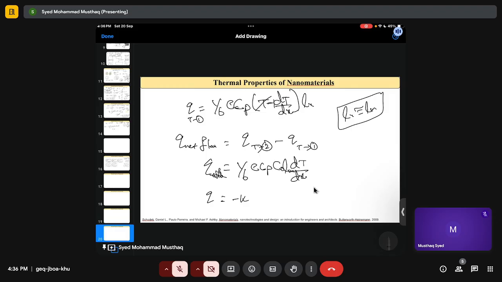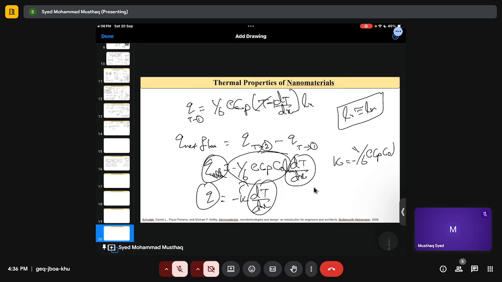And if you compare this net flux to the initial minus k, you will also have minus here, right? Minus k, because it is moving in the negative direction of the thermal gradient. Thermal gradient means the temperature is decreasing. Minus k dou T by dou x, and these are the same, then k should be equal to this term. So thermal conductivity should be equal to minus 1 by 6 rho Cp C0 Lx. That's it.